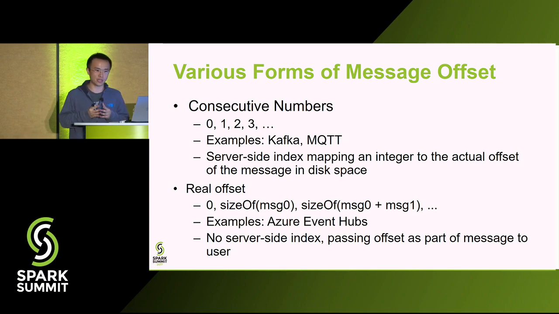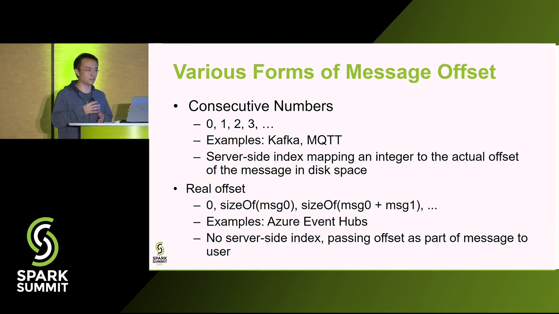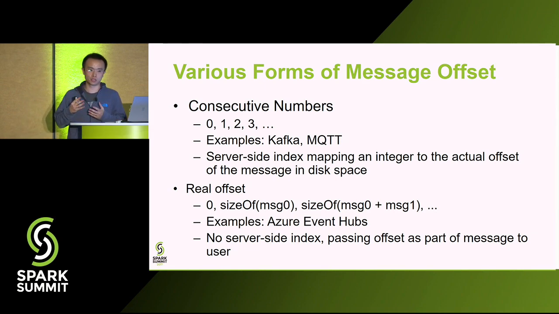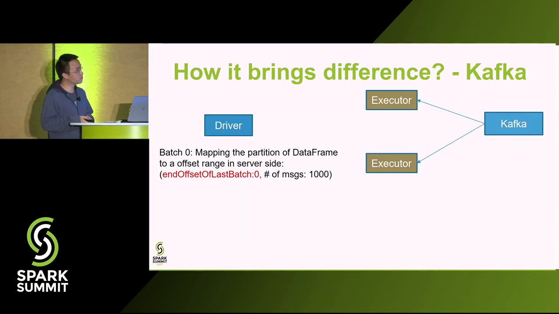For example, Azure EventHubs. The first message is addressed by 0, and the second message is addressed by the size of the first message. And then we don't need to have any server-side index, and the offset is passed as a part of the message to the user. So why will the difference in offset representation bring a difference to the connector implementation? Let's see the next example.